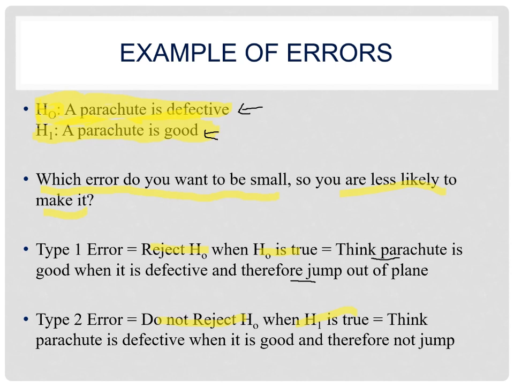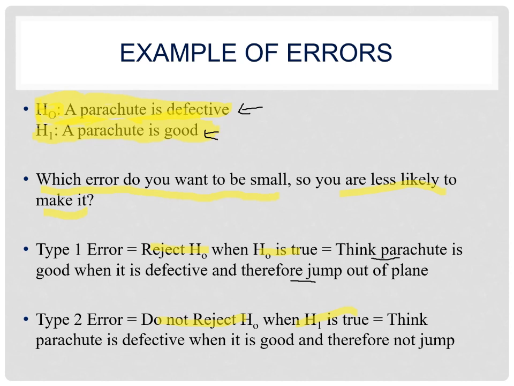Which one would you rather make? Which error would you rather have happen? Would you rather think the parachute is defective, even though it's good, but you don't jump because you think it's defective? Or would you rather be the person that thinks they have a good parachute when it's defective and you jump out of the plane?